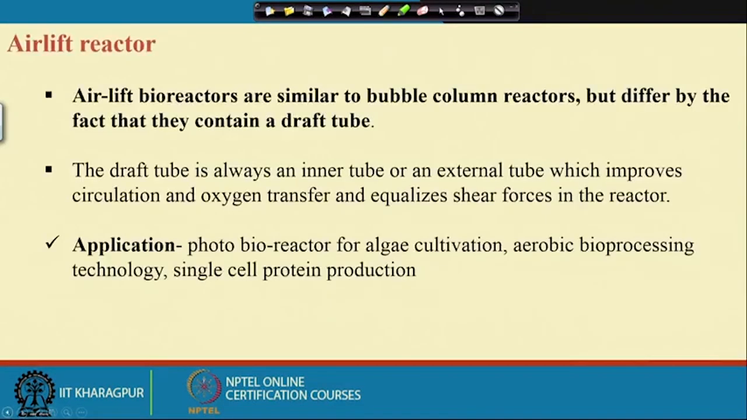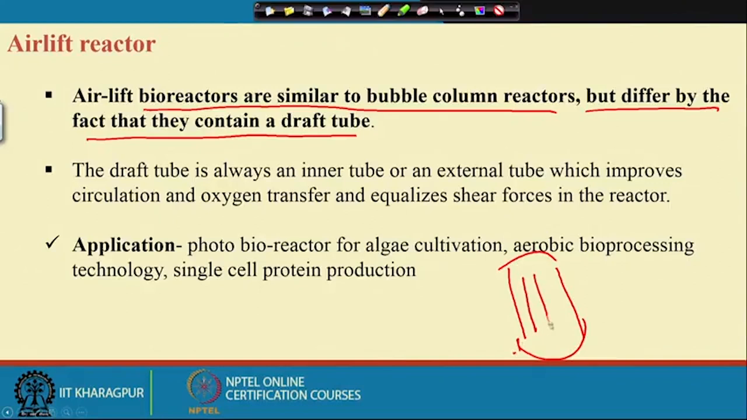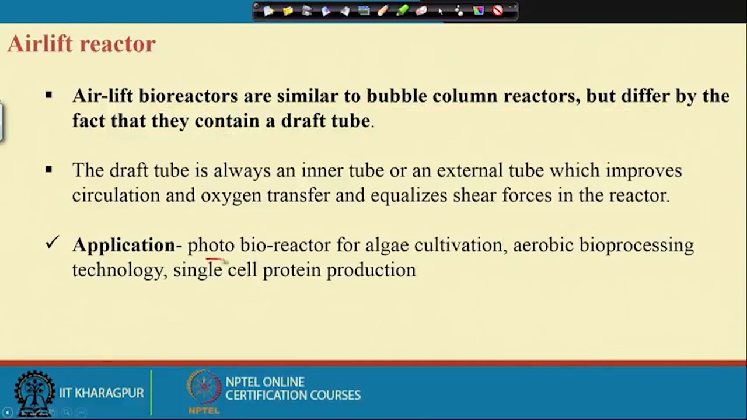Now, the airlift fermenter. The airlift bioreactors are similar to bubble column reactors, but differ in the fact that they contain a draft tube. So, in case of bubble column reactor, we do not have any draft tube. Here there is a draft tube. So, when you do the aeration here, the bubbles will go, and some of the bubbles will recycle back like this, and most of the air will go out of the system. I shall explain pictorially in the next slide. Then the application is the photobioreactor for algal cultivation. Largely we find it is very good for the growth of algae, aerobic bioprocessing technology, and single cell protein production.